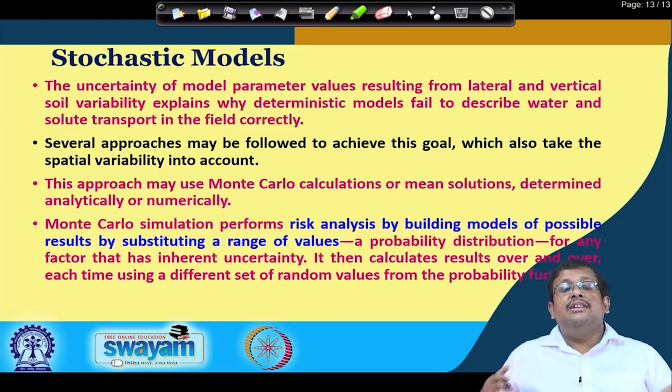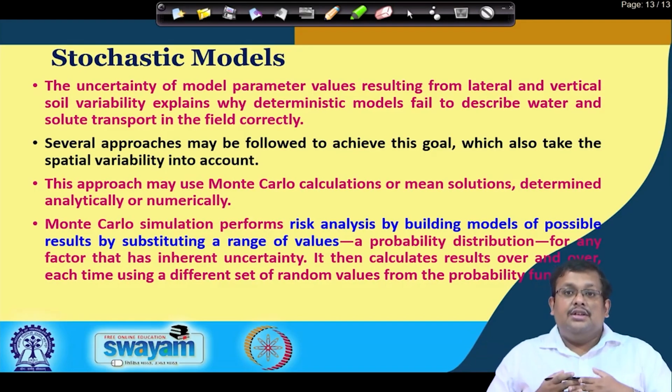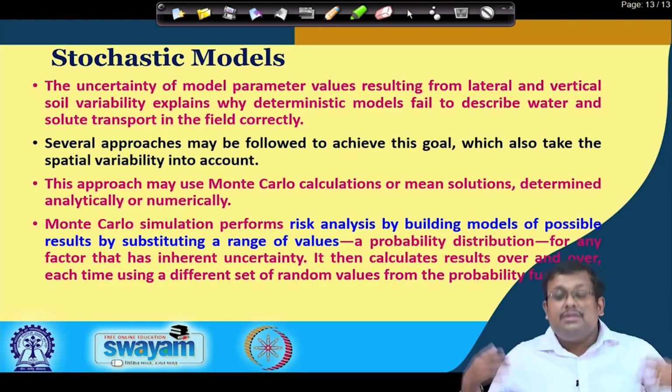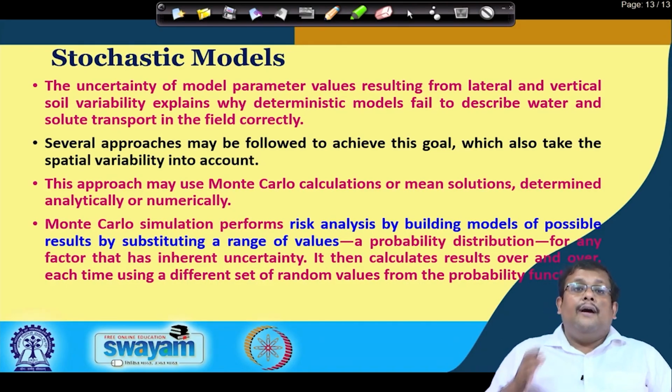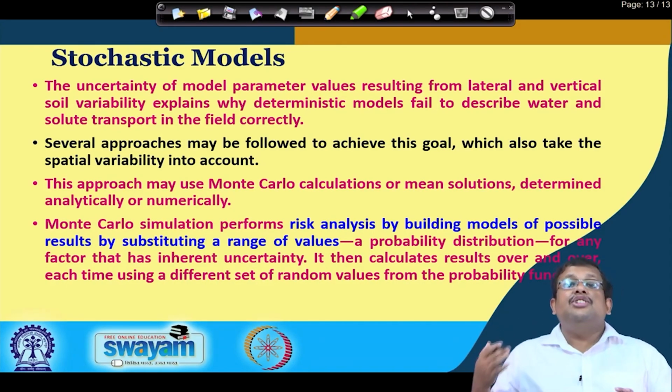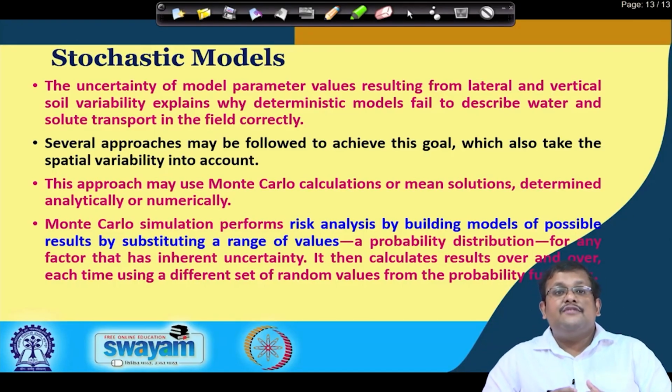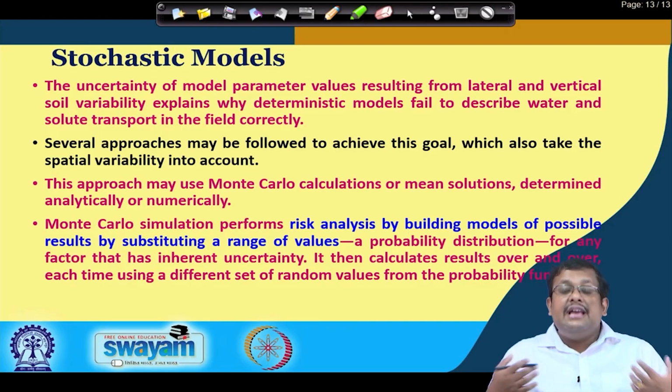Monte Carlo simulation is basically a mathematical procedure which performs risk analysis by building models of possible results by substituting a range of values, basically a probability distribution, for any factor that has inherent uncertainty. It then calculates results over and over, each time using a different set of random values from the probability functions.